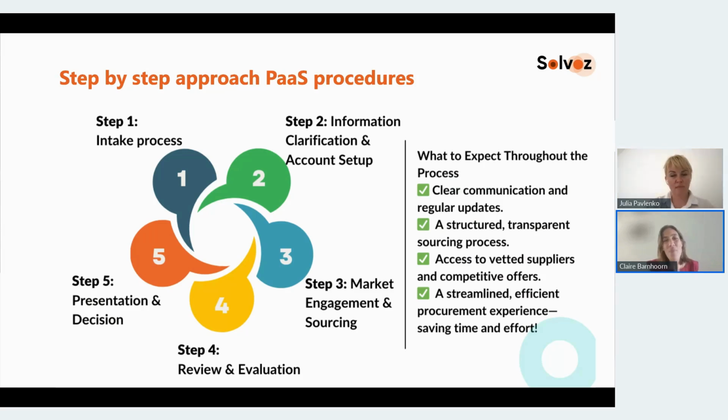We'll first do a quick intake process where you have a call with our procurement leads, and they will do the intake of the process: what your requirements are, etc. The second step is information clarification and account setup, if there's any request to change or add anything. Then there's the actual market engagement and sourcing on our end. We will do step 4, the review and evaluation, and then we present and provide a decision. You can make your own decision. So now we'll go step by step, to step 1 first.